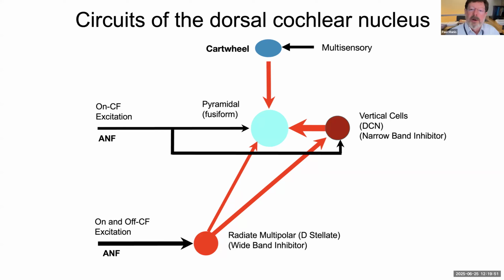So the circuits are similar. What differs is the relative strength of inhibition between these different components and the relative strengths of excitation, which then help generate different kinds of response properties for these cells.